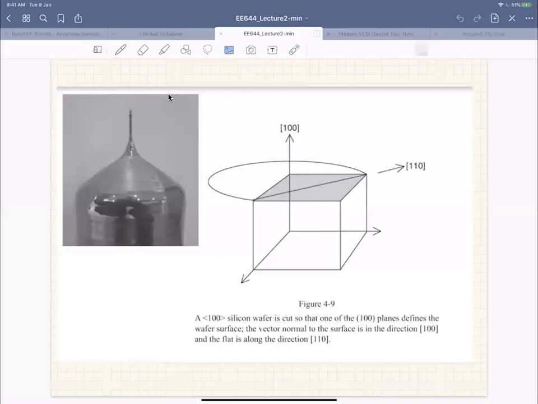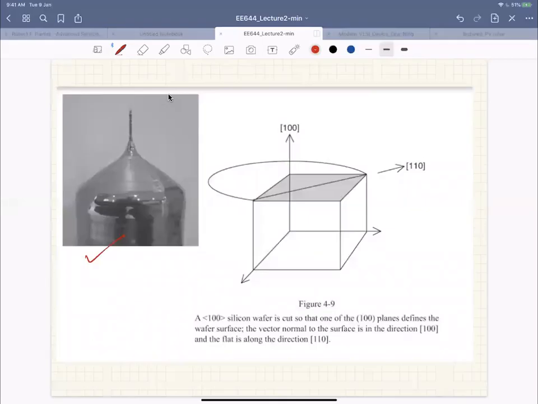So we talked about planes and directions, and we also discussed that the 100 plane is best suited for transistor fabrication, because the defect density is much lower in the 100 plane compared to 110 and 111, right? Here, the wafers we get from an ingot. On the right-hand side, this is a crystal ingot, grown by the Czochralski method. Then we slice it and get our wafers.